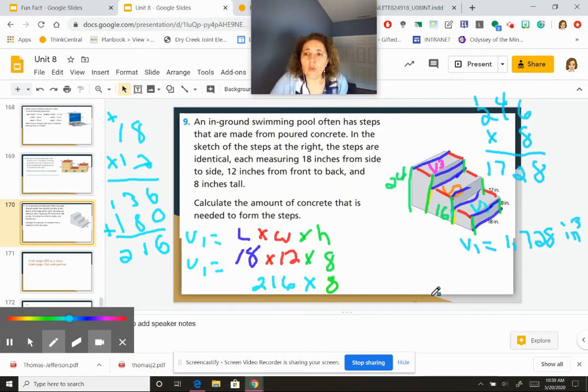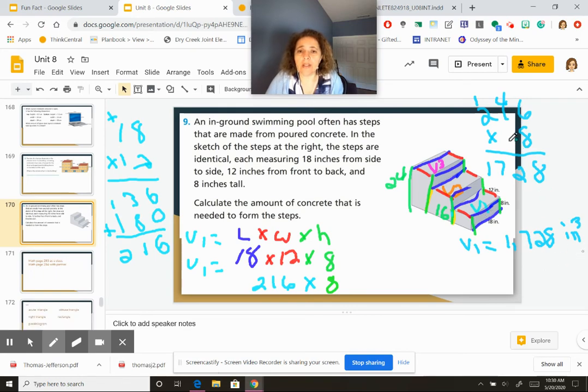Okay, if you got 1,728 cubic inches, you'd be correct. So I did 216 times 8. 6 times 8 is 48, carry my 4. 8 times 1 is 8, plus 4 is 12, carry my 1. 8 times 2 is 16, plus 1 is 17. So volume 1 is equal to 1,728 inches cubed.